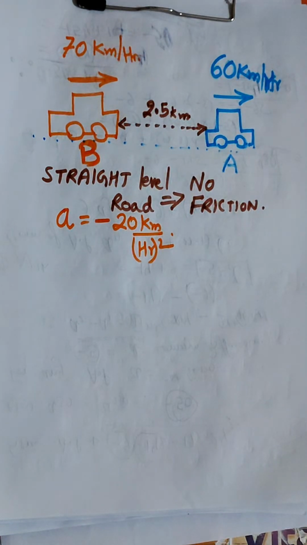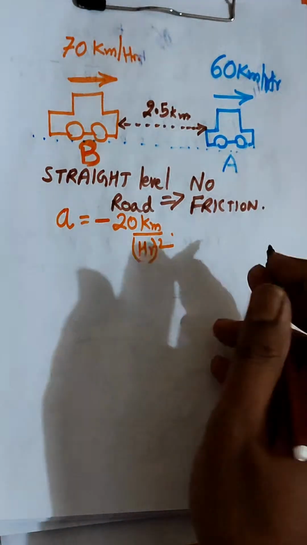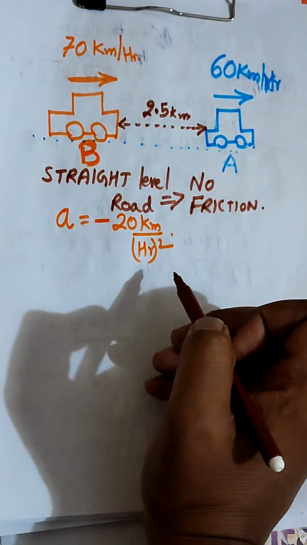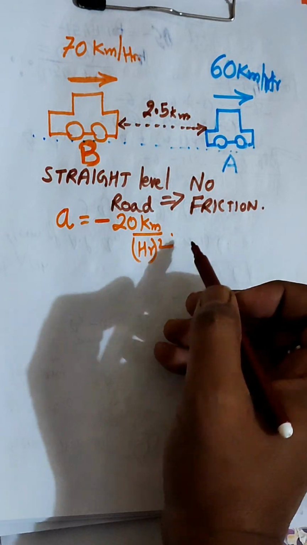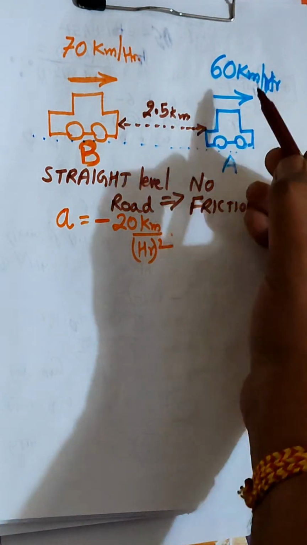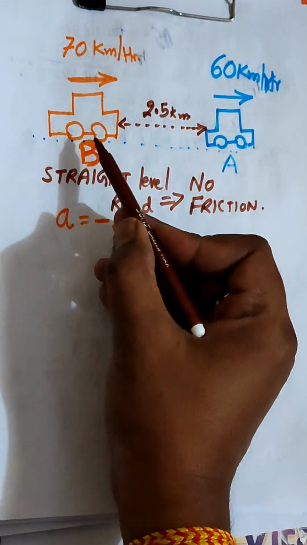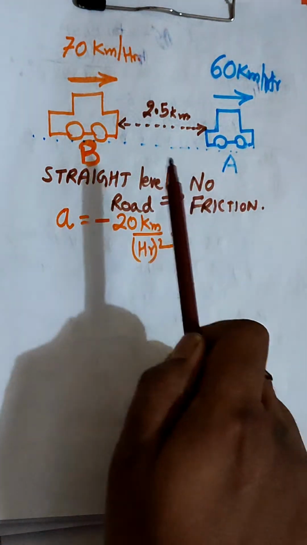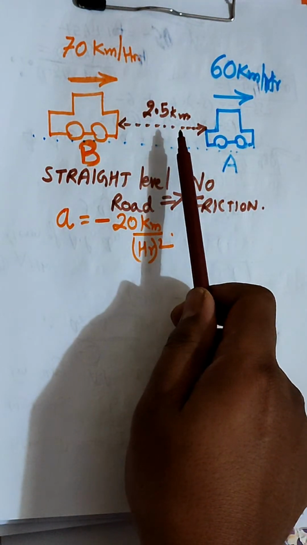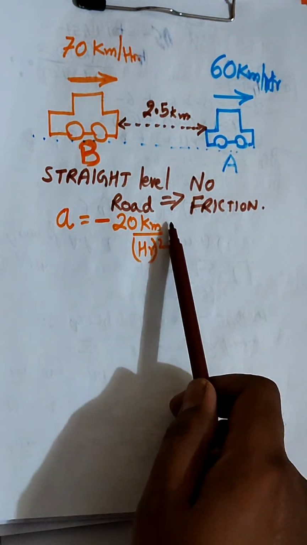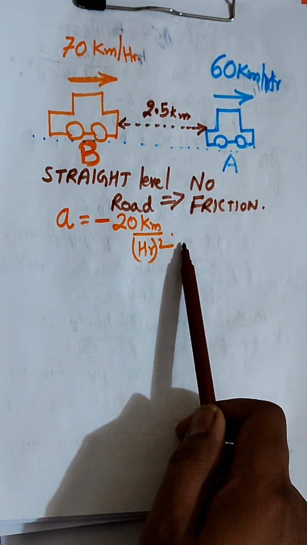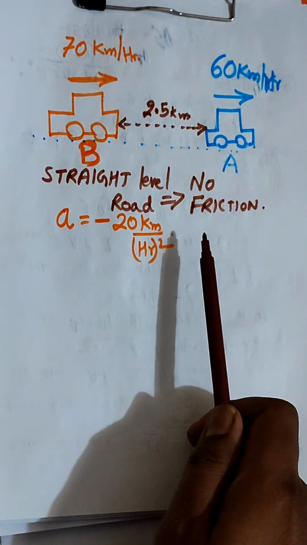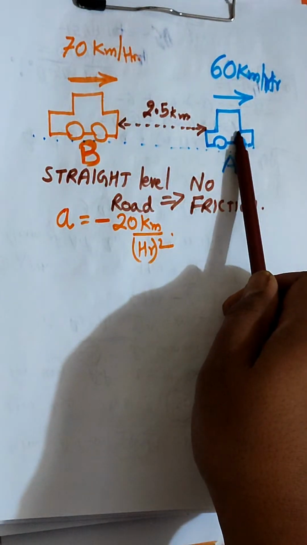This is a question from IIT which came in a very early year, 1966. So this is a very basic fundamental concept used over here. In this question, car A is traveling on a straight level road with a uniform speed of 60 km per hour. It is followed by another car B moving with a speed of 70 km per hour. When the distance between them is 2.5 km, at the same time car B is given a deceleration of 20 km per hour square. Now after what distance and time will B catch up with A?